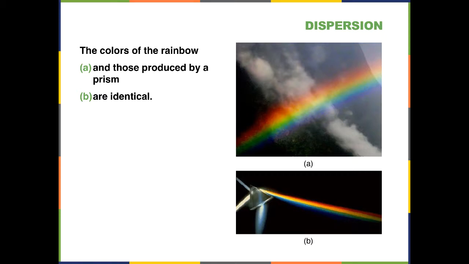Let's talk about a few other phenomena of light. First of all, let's talk about the idea of dispersion. The colors of the rainbow are the same colors as those produced by a prism, and the color spectrum and the order in which they occur is exactly identical.